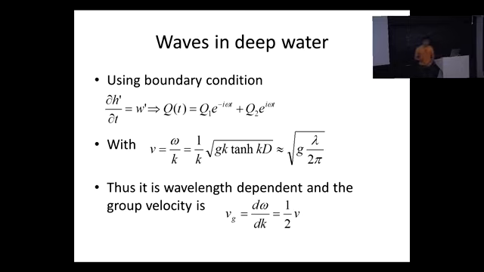It's interesting because we have this dispersion relation, that omega goes with the square root of k. So it means that different waves with different wavelengths will propagate with different velocities, and this will be important. And the group velocity is given not by the phase velocity, but by 1/2 of it.